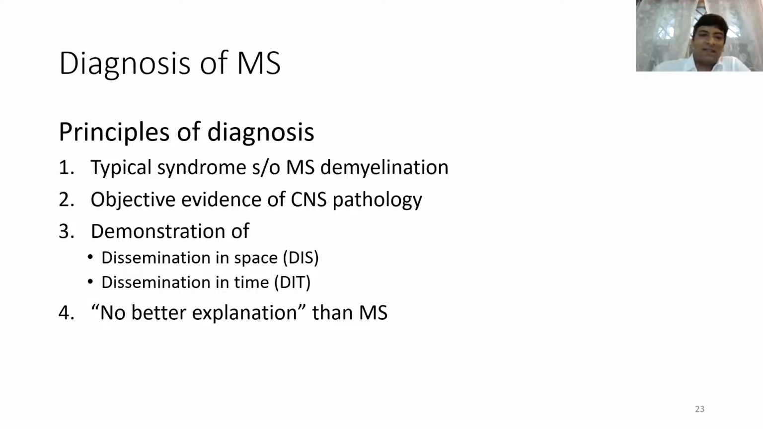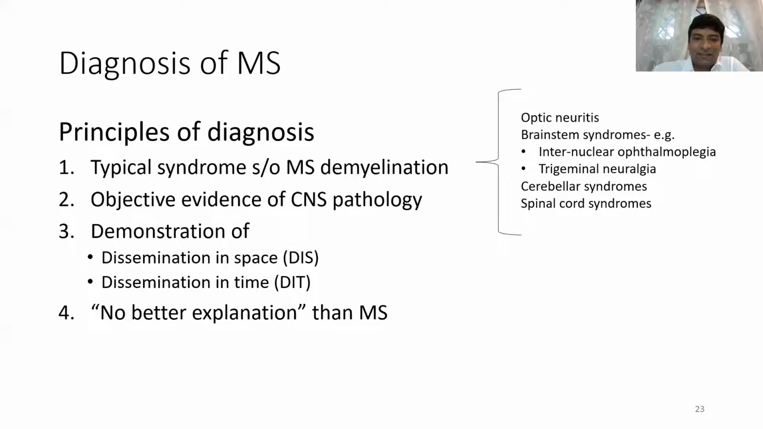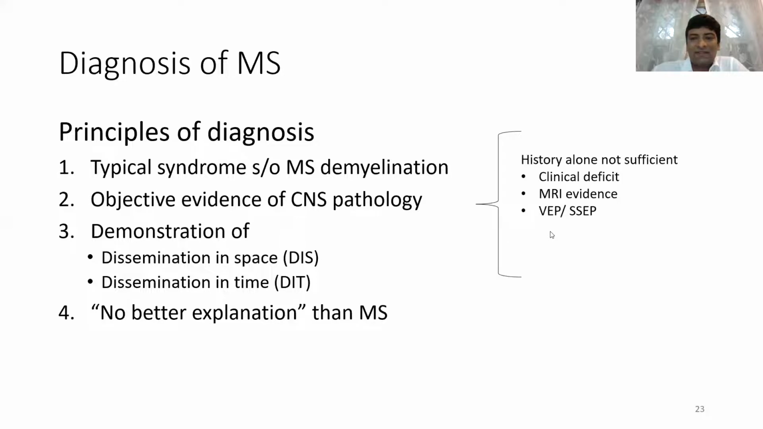So MS is diagnosed on the basis of these principles, very similar to what I mentioned earlier. A typical syndrome is first required, and objective evidence of pathology is also required, as we said earlier. So what are the typical MS syndromes? Optic neuritis, brainstem syndromes like INO, trigeminal neuralgia, the cerebellar and spinal cord syndromes, the white matter disease spectrum, basically. Objective evidence, as I said earlier, just going by history can be erroneous.